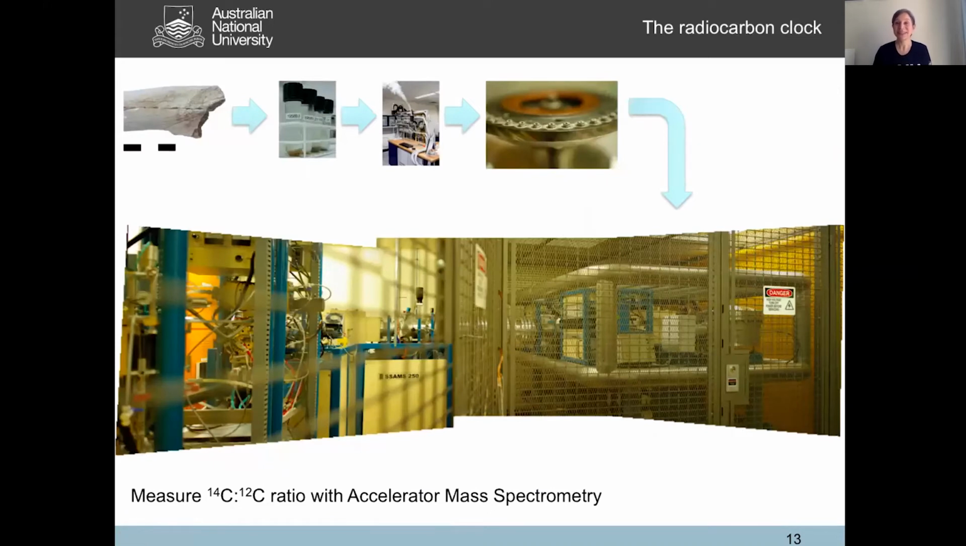You can see Stuart's got another picture of the AMS behind him on his background. This is a very large piece of equipment, which allows us to actually count the individual carbon-14 atoms. Stuart is going to try to show it to you live, right at the end of the presentation, if you're interested to see this piece of equipment.